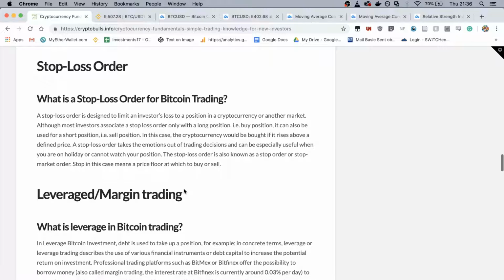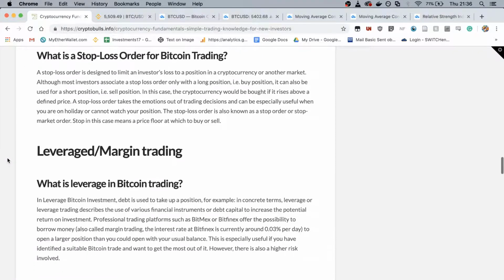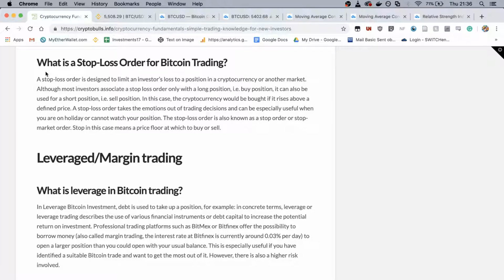Stop loss order. Like I mentioned before, on Binance you won't have a stop loss order, since this is mostly for leverage trading, when you trade at a multiple of your invested capital. Basically, a stop loss is when you decide that you don't want to keep a position, then you will sell when the market reaches a certain price. Like the market goes down and it reaches a certain price.